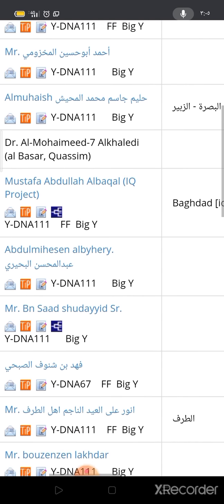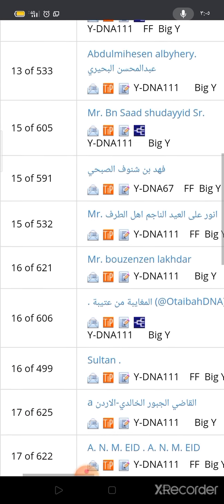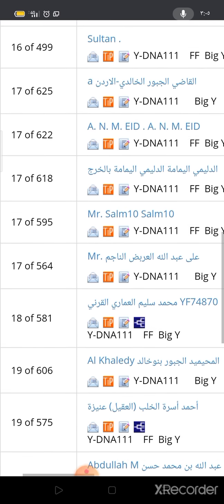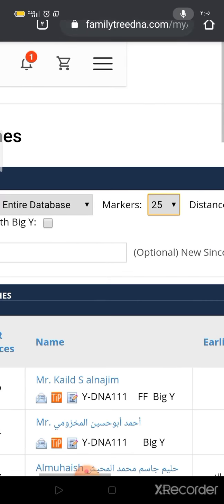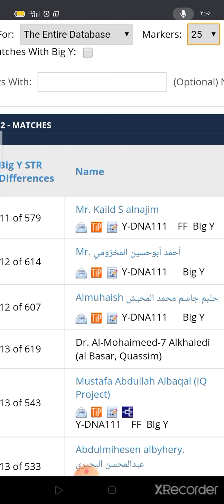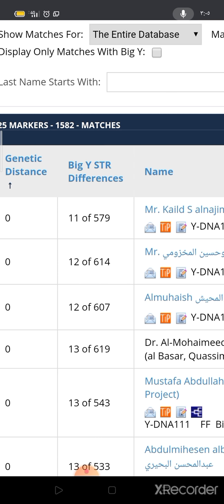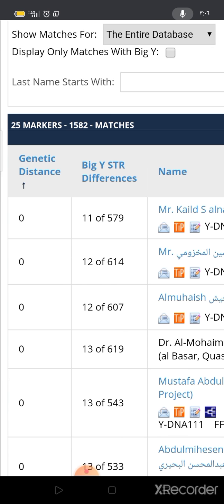Okay. This is on the 25. Most of them are Arabs also, and most of them are not Sudanese. Even Mr. Ahmed Abu Hussein Makhzoumi, he is in our branch of BY2, but still he's not Sudanese. So yeah, here we can see genetic distance 0. That means we share this. We have the same 25 markers.